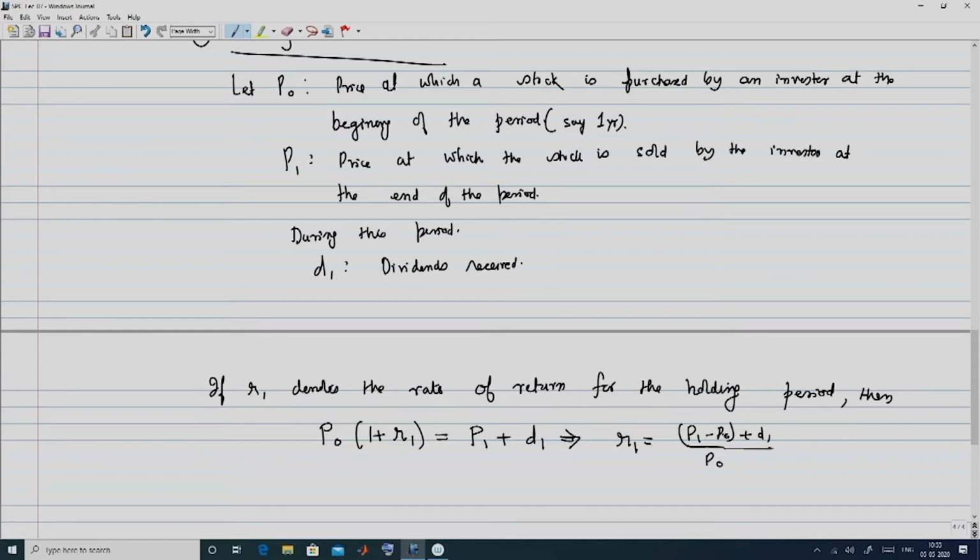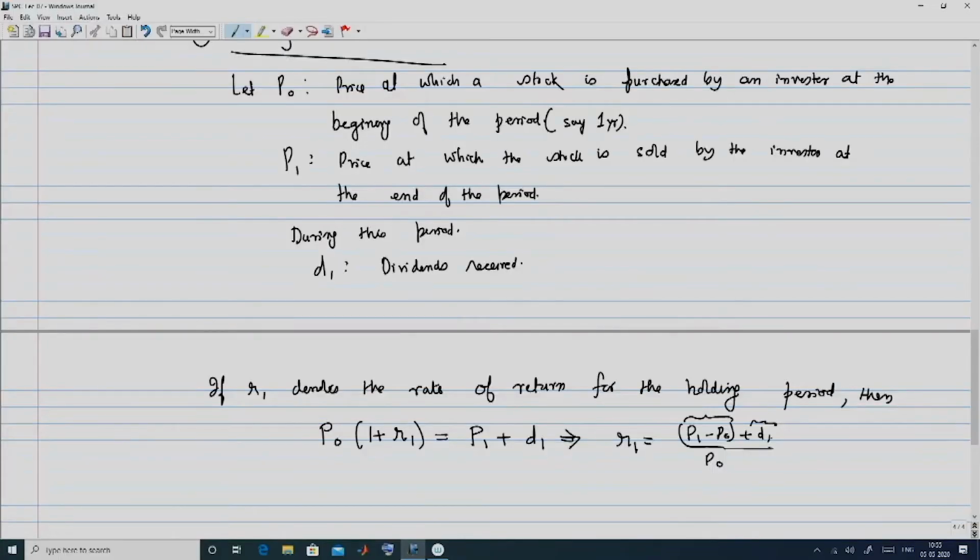So, P1 minus P naught is the excess amount of money that you get as a result of selling the stock, and D1 is the dividend. So, this is the total net gain that you have during the entire period, and this as a proportion of the initial investment P naught is what is known as the return. And if you multiply this return by 100, you get the equivalent return in terms of percentage.